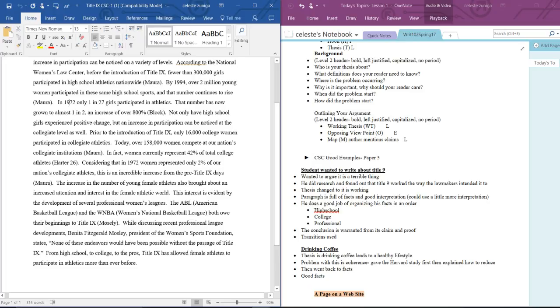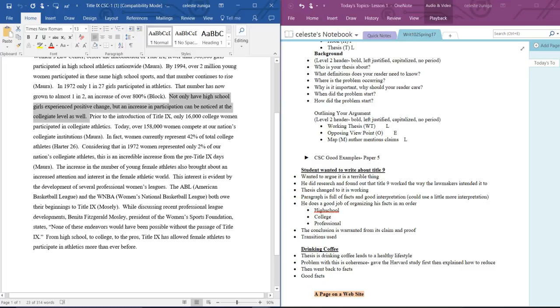"In 1972, only 1 in 27 girls participated in athletics." Okay, quick fact, I don't see a source, so they're doing better here. "That number is now grown to almost 1 in 2, an increase of over 800%." Block. Good, better. "Not only have high school girls experienced positive changes, but an increase in participation can be noticed at the collegiate level as well." Their own analysis. This is a transition here. So not only high school, but now I'm going to talk about college. So it was their own voice sneaking in here to give some analysis of where they're going in their work.